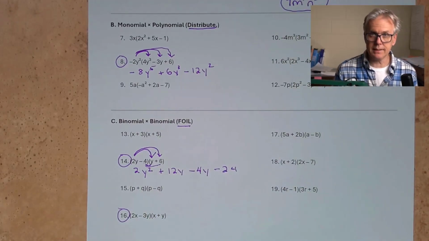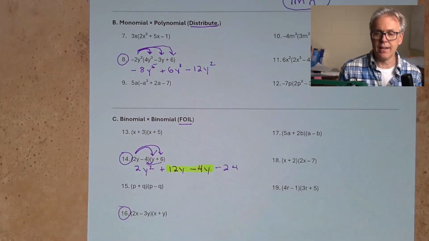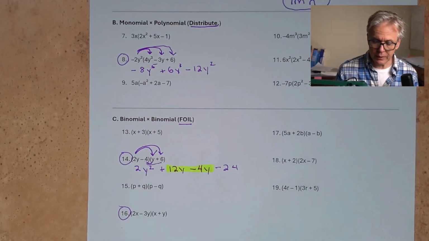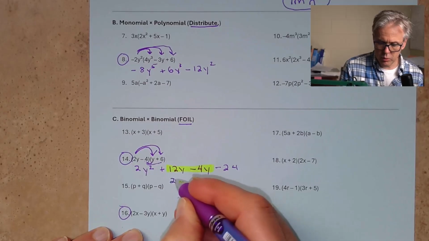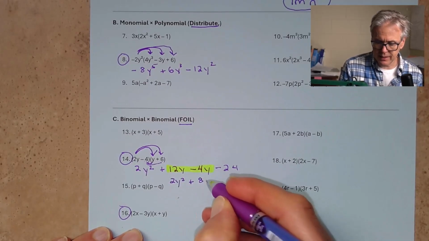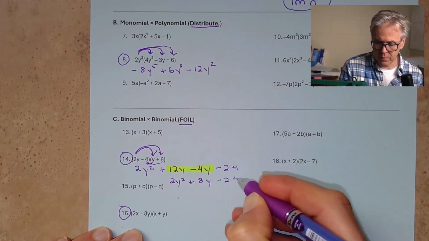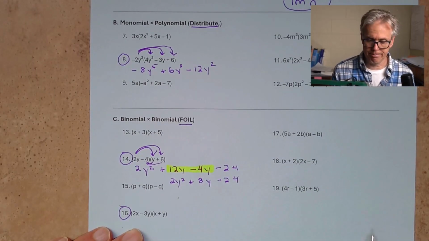And always glance to see if you have any like terms, and we do. We often do, just the nature of how these are set up. We can combine these like terms here. And so this is going to be what? 2y squared, and then we have 12y minus 4y is plus 8y minus 24. We cannot combine those terms. It's written in standard form, so I'm looking good.